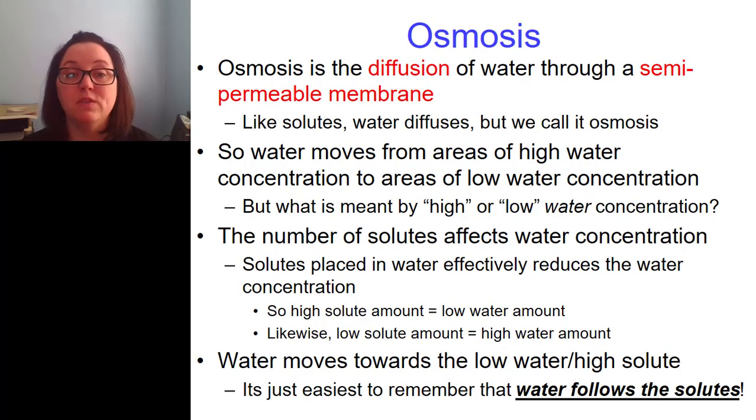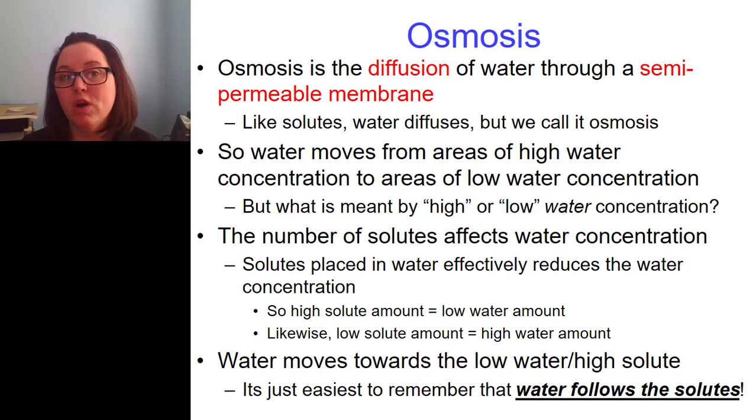Osmosis is defined as being the diffusion of water through a semi-permeable membrane. So in our case, the cell membrane is the semi-permeable membrane. So like solutes, water diffuses, but we don't call it diffusion, we call it osmosis. Water moves from an area of high water concentration to areas of low water concentration. But if you're like me, you're like, what does that mean to have water concentration? I understand solute concentration, but what do we mean by water concentration, right?